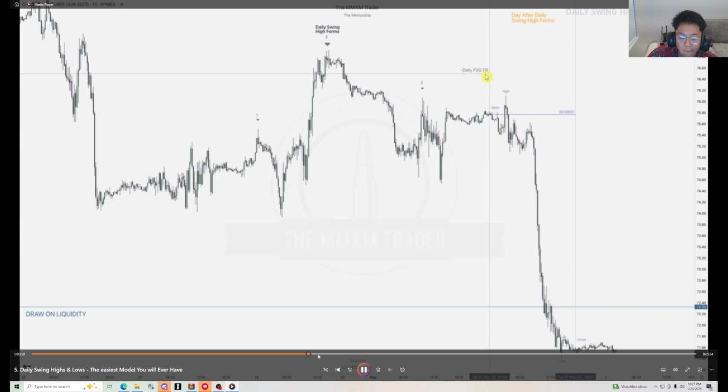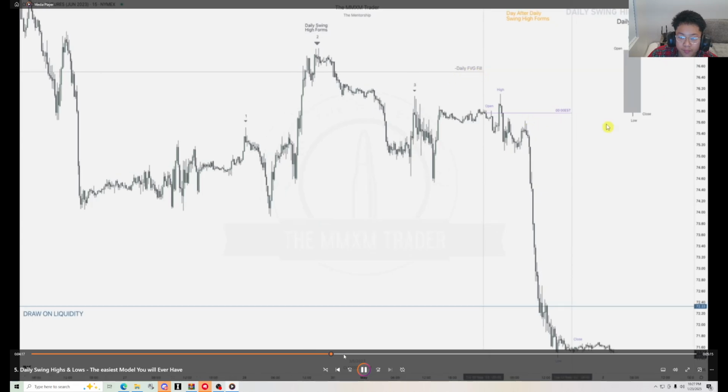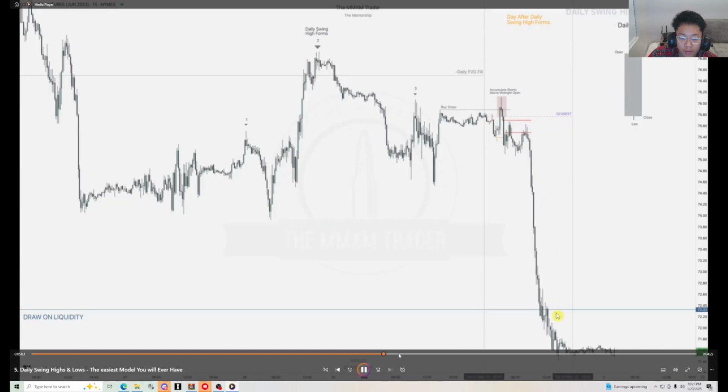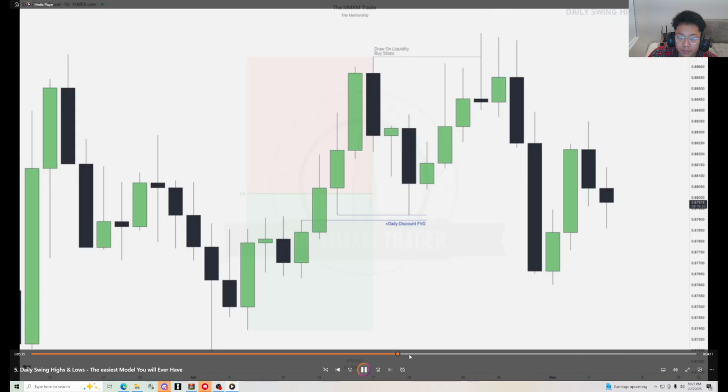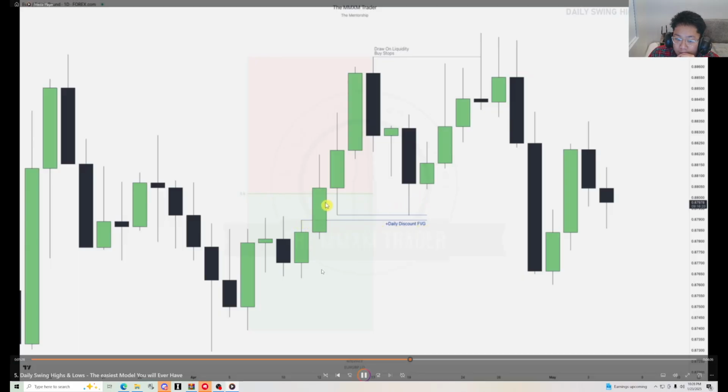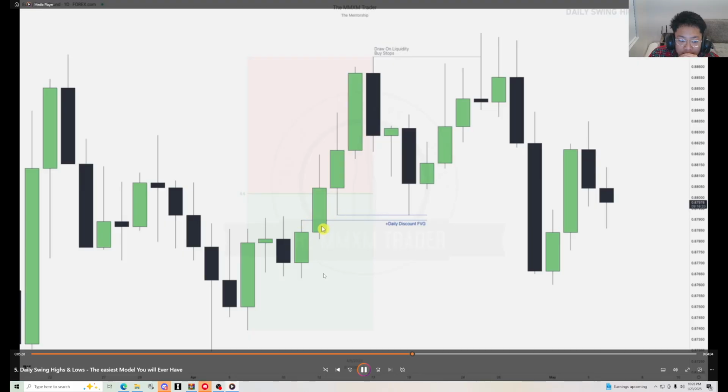We've got that daily fair value gap filled, your open, high, opening price, and we're aiming for that drawdown into our draw on liquidity forming at a key level. So over here we've got that swing low formed. Is it happening at a key level? Yes, it is, because we've got that daily discount fair value gap. We've got this discount trading level and that fair value gap formed down here.